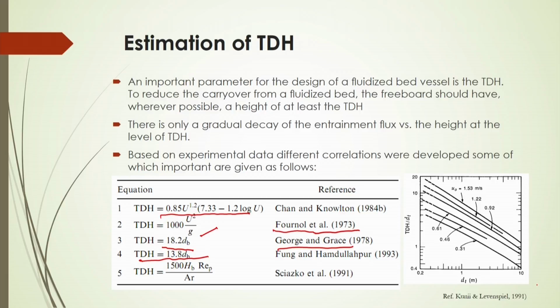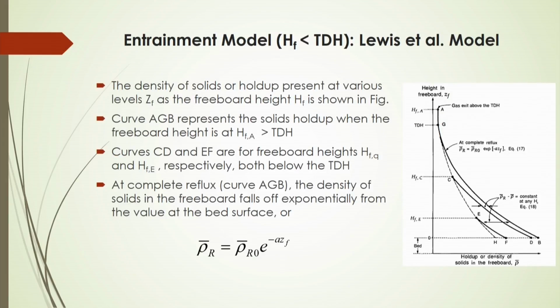In this figure, as per Kunii and Levenspiel, we see how the TDS changes with tube diameter, or you can say fluidized bed diameter. It is seen that the ratio of TDS to bed diameter decreases with the bed diameter, and there are different models to express the entrainment characteristics, to observe or analyze the rate of entrainment in the fluidized bed.